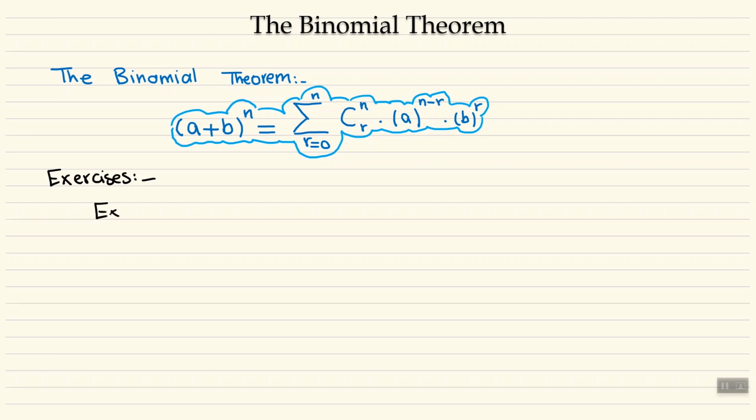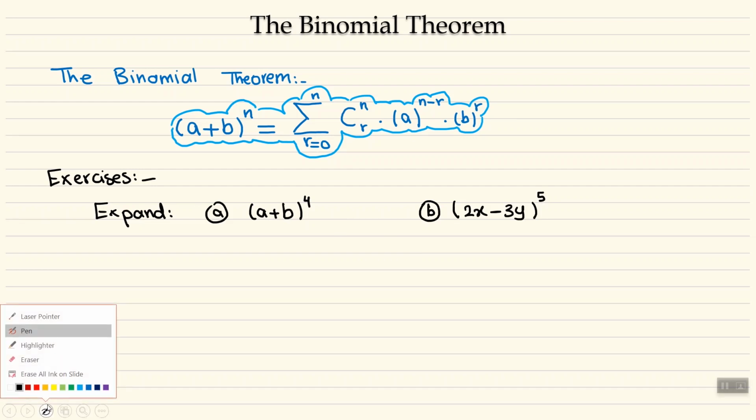Expand. And what do they want us to expand? A. They want us to expand a plus b to the power of 4. And b, they want us to expand 2x minus 3y to the power of 5. Okay. So these are some expansions that we need to do using the binomial theorem. So let's attempt to solve them.